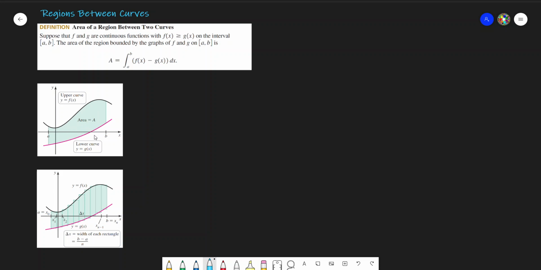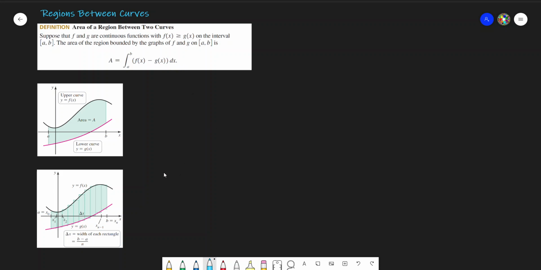Now notice that we're trying to find the area from a to b. We have this definition that says suppose that f and g are continuous functions with f of x greater than or equal to g of x on the interval a comma b, and we make note that that's a closed interval. The area of the region bounded by the graphs of f and g on a, b is the integral from a to b of f of x minus g of x dx.